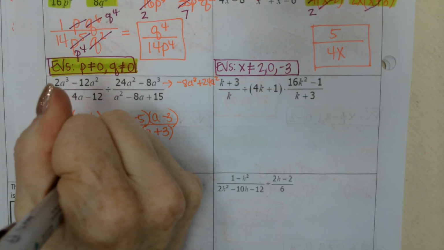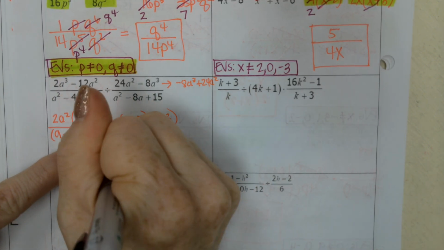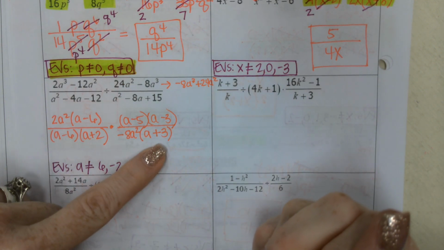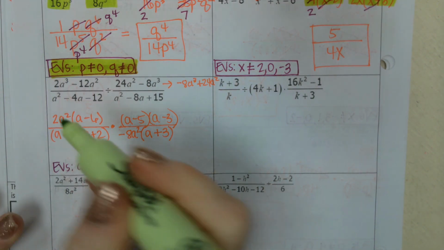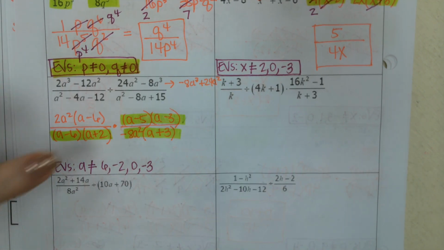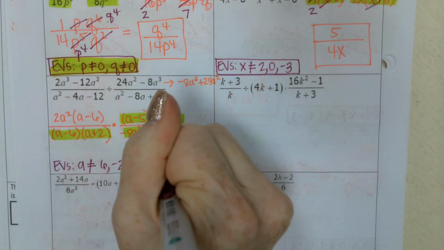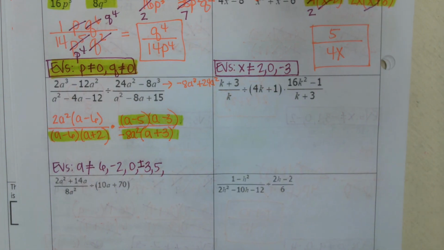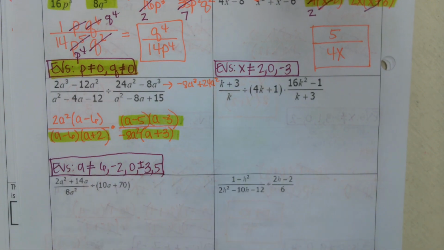Okay, so right here, we know a cannot equal 6. It cannot be negative 2. It cannot be 0. It cannot be negative 3. These are my denominators, right? But this was my denominator, so I've also got to consider that. So a cannot be 5 or positive 3. I'm just going to come in here and write plus or minus 3. That's a lot of excluded values, but that's okay.